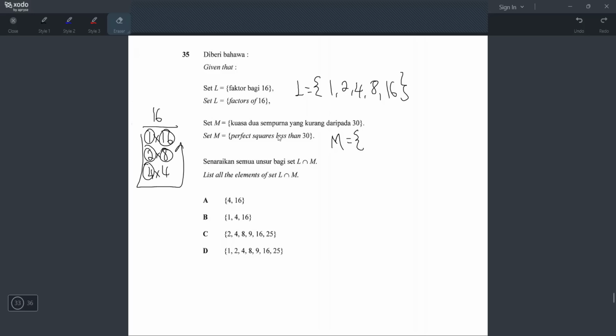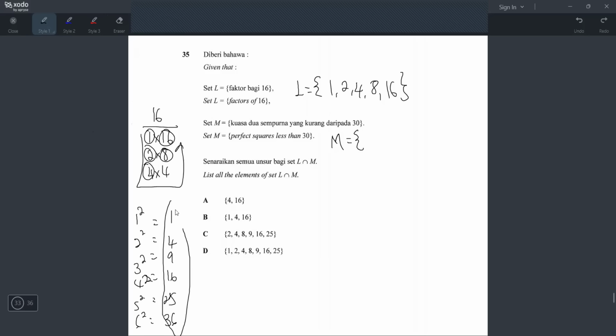Okay, what is perfect square less than 30? What is perfect square? 1 square, 2 square, 3 square, 4 square, and then 5 square, 6 square. So if you press this in your calculator, you'll get 1, 4, 9, 16, 5 square is 25, 6 square is 36. So perfect square less than 30. All these numbers that you get here, these are all perfect square. So less than 30 punya perfect square is 1, 4, 9, 16, 25. 36 cannot because it's more than 30. So these are all perfect square.